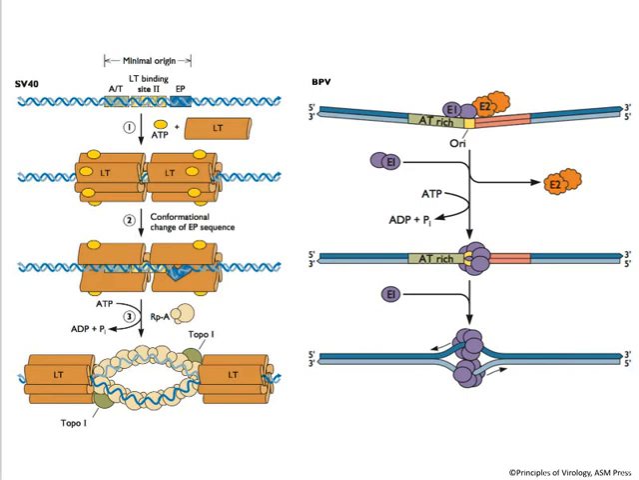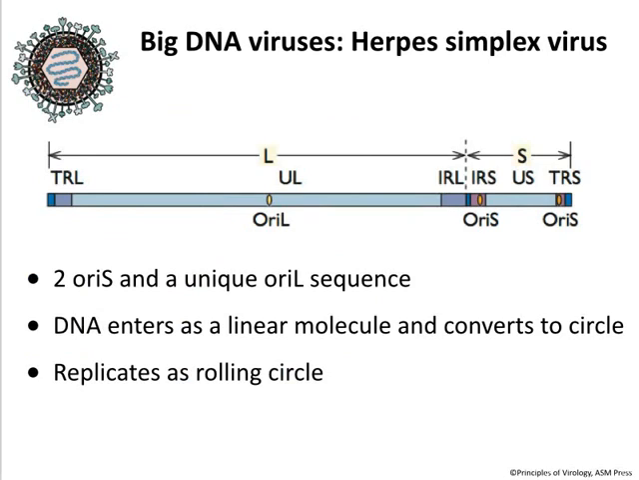So the point here is that these T antigens bind the origin and help recruit proteins that you need for replication. Herpes virus is an even larger virus, and it has two oris and a unique ori L, so two ori S's and one ori L. These are believed to be functional during lytic versus latent infection, which we will talk about later.